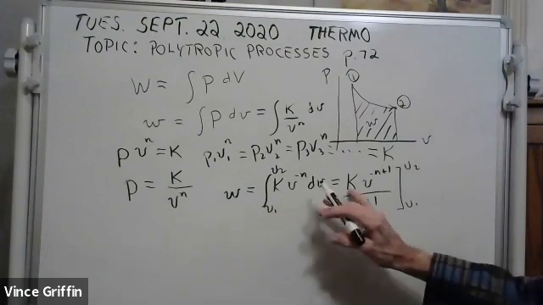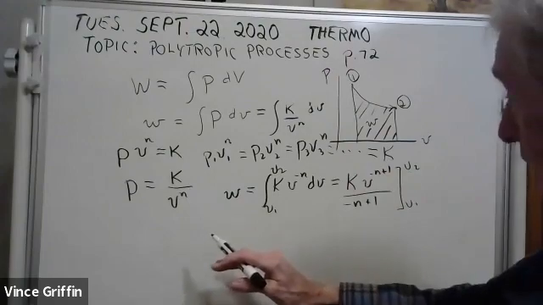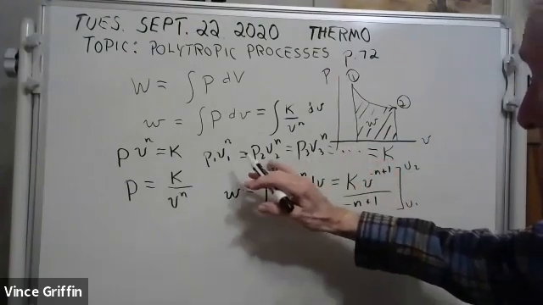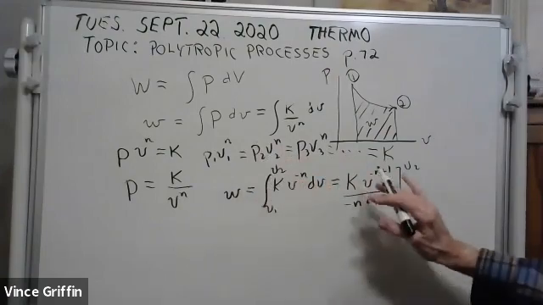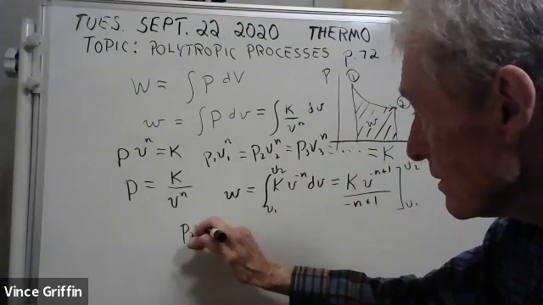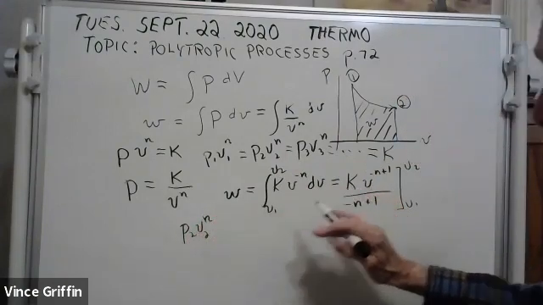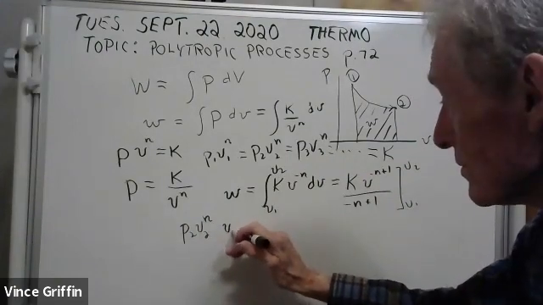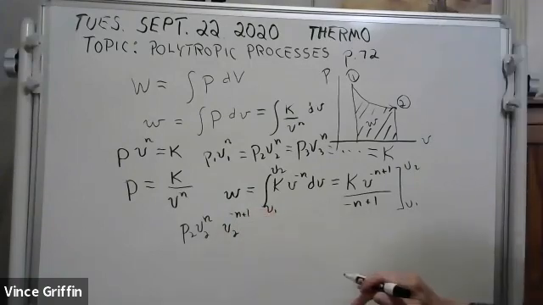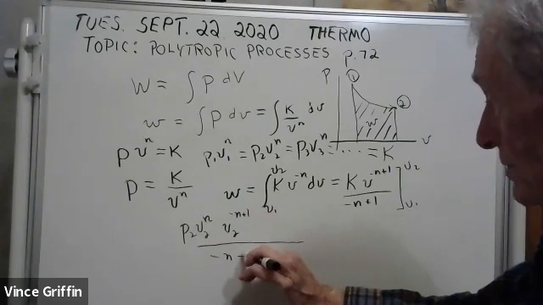So that k, we're going to plug in the V2 there. I tell you what, I think I'm just going to call that k P2 V2 to the n. That's what k is equal to. So I get P2 V2 to the n times V2 to the minus n plus 1 divided by minus n plus 1.